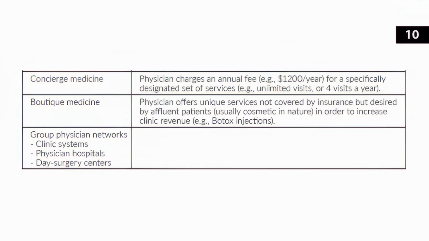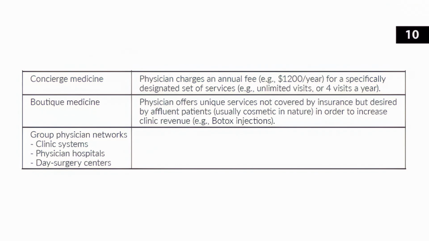Boutique medicine is where the physician offers unique services that aren't covered by insurance but are desired by affluent patients, usually cosmetic in nature, in order to increase clinic revenue. Botulinum toxin injections for wrinkles would be an example of a boutique service. Insurance companies aren't going to pay to correct wrinkles with Botox, but boutique medicine services can generate a little additional revenue for the physician.